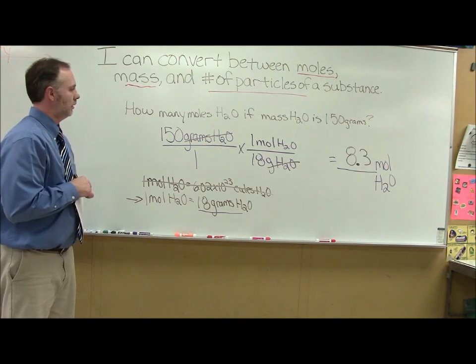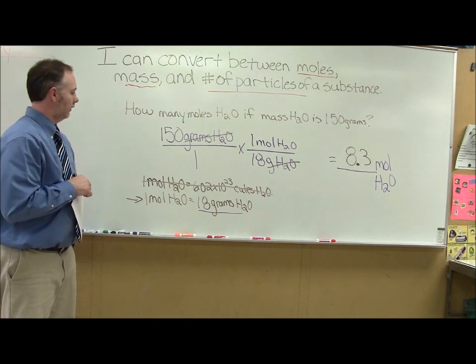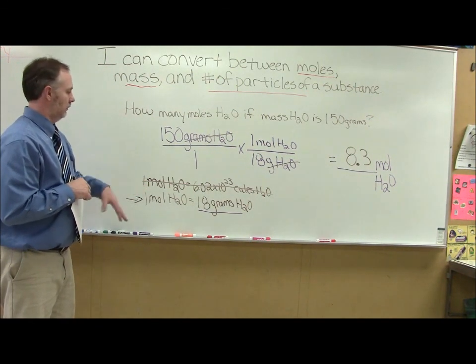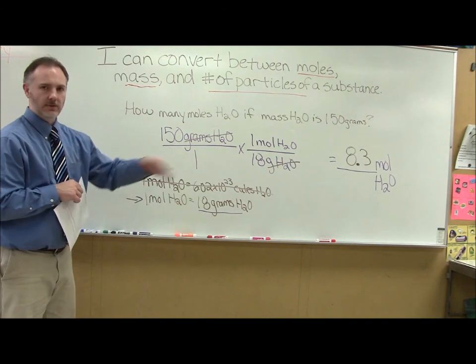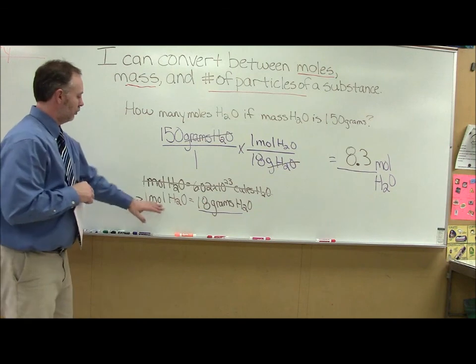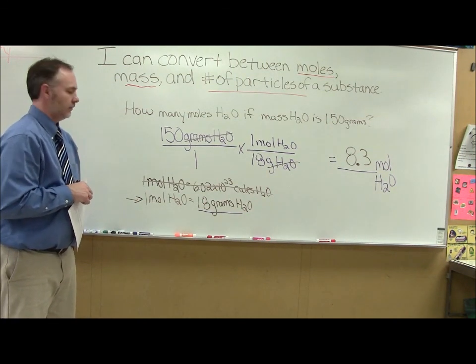Follow the steps I taught you at the beginning of the year. The only thing new is these conversion factors. So the top one, 1 mole, is 6 times 10 to the 23rd particles. The bottom one, 1 mole, is your molar mass from the periodic table, and it's grams.